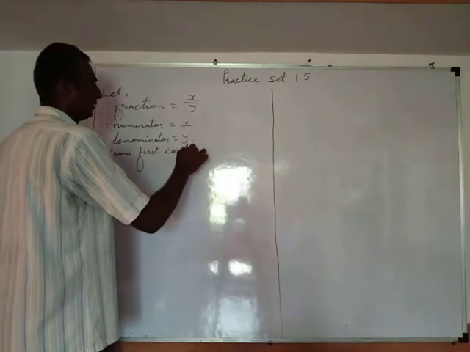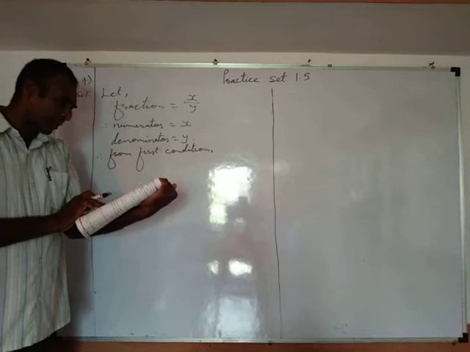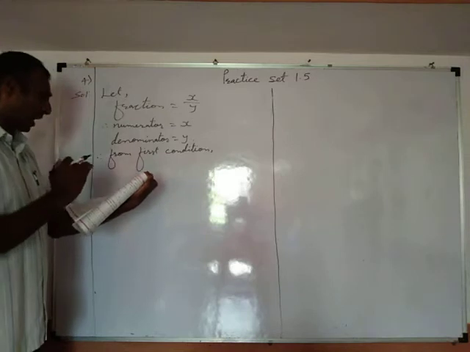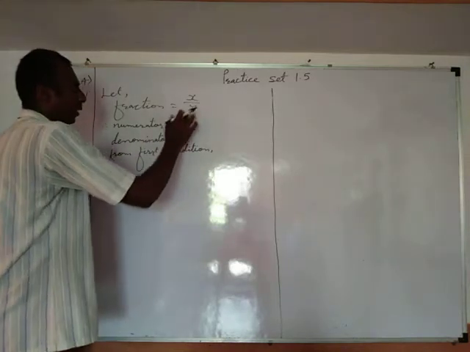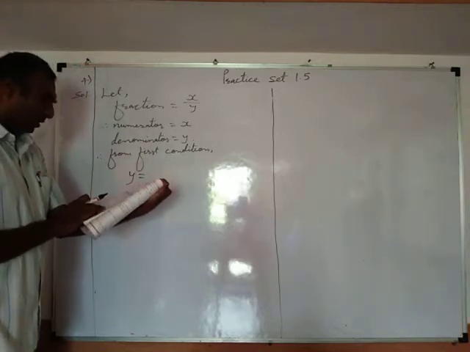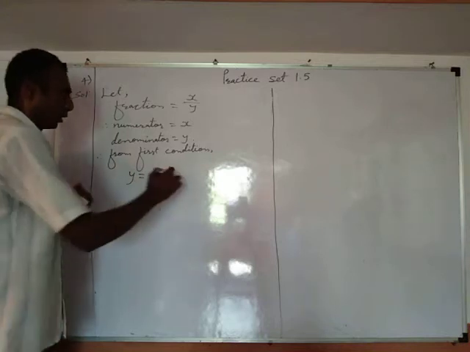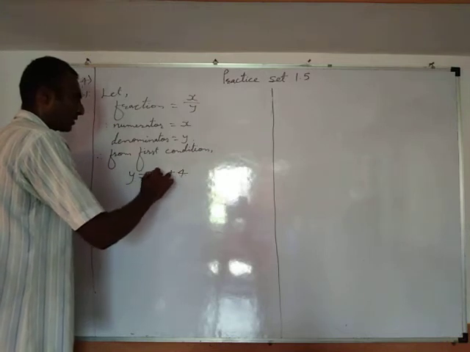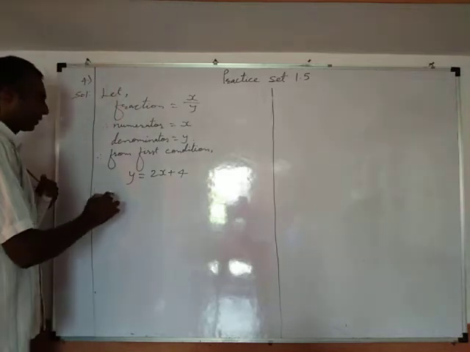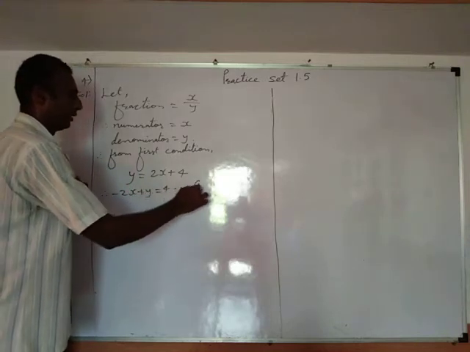what is first condition? Let's see. The denominator of a fraction is 4 more than twice its numerator. The denominator of fraction is, here y is, means y equals, denominator of a fraction is 4 more than twice its numerator. 4 more than twice its numerator means y equals 2x plus 4, and therefore this equation will become minus 2x plus y equals 4. Let's call it as equation 1.